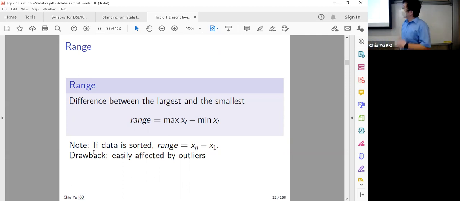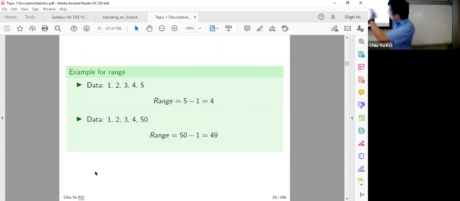Even though range measures dispersion, the difference itself is also affected by outliers, right? What do you mean by that? Look at the two data sets. The first one is nicely around the mean 3, the median 3, but the range is 4. The next one, the range is 49. Of course, it did a good job in telling you that the second data set is much more dispersed than the first one. There's no doubt.